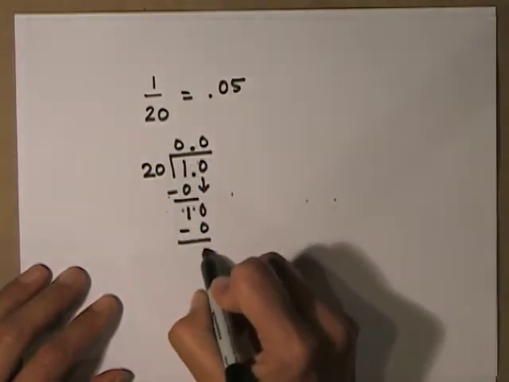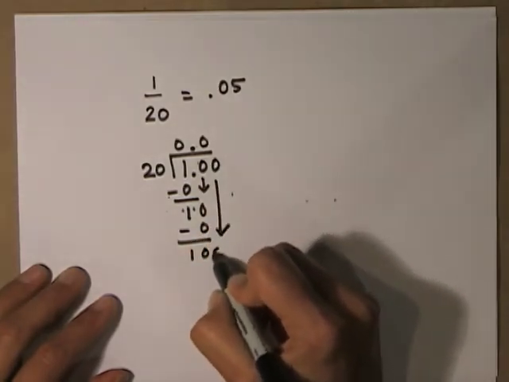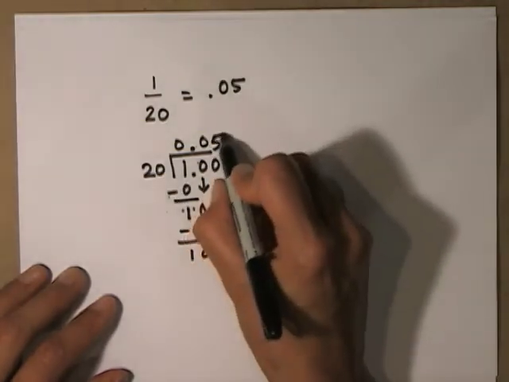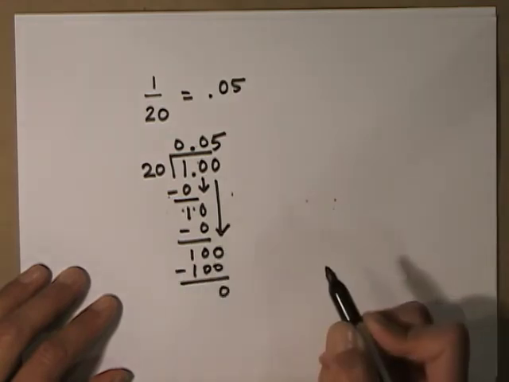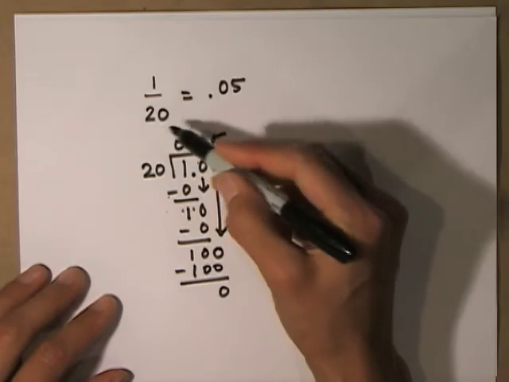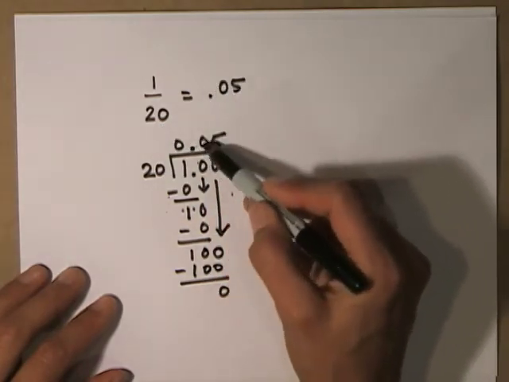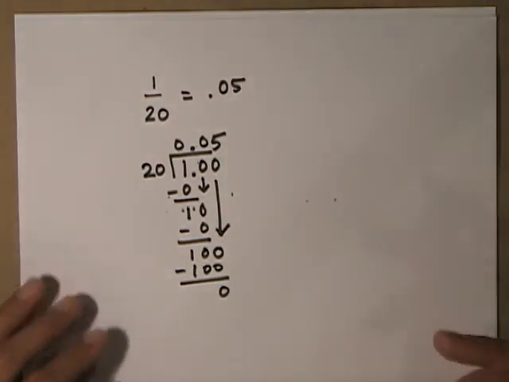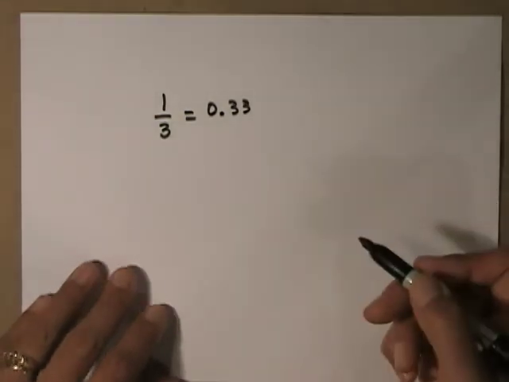I have to use another 0. 10 minus 0 is 10. I need to put another 0 here, another 0 there. Bring this down to make 100. What times 20 is less than or equal to 100? 5. And so I've got 100. And I'm finished with my long division, showing me that 1/20th, or 1 divided by 20, is the same as 0.05, or 5 hundredths. Some fractions have decimal equivalents that repeat themselves an infinite number of times.